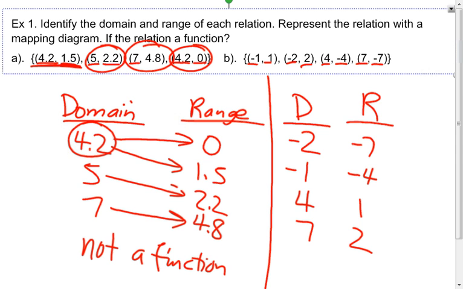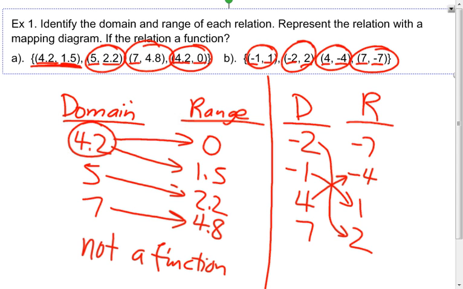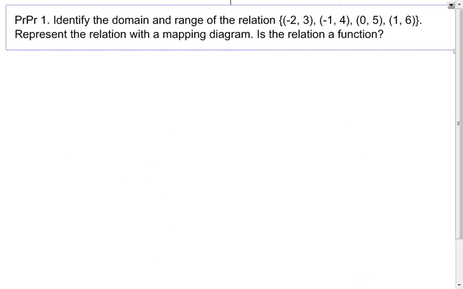Now I need a mapping diagram. -2 goes with +2. -1 goes with 1. 4 and -4 go together. And 7 and -7 go together. Does each domain have one arrow coming from it? Yes, which means it is a function. Practice problem doing the exact same thing.